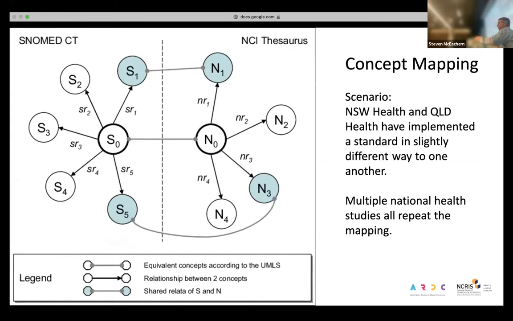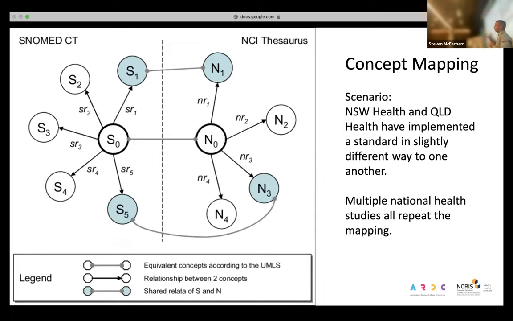Here's another one. Dougie, thank you. We're doing some work. We've got a people data commons, which is to do with health. Here's an example where people are using standard terminologies. The example, which I just stole from a Google search, is SNOMED CT and then the NCI thesaurus.